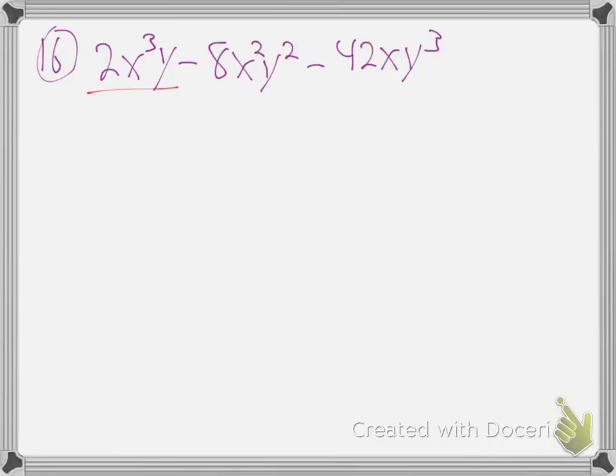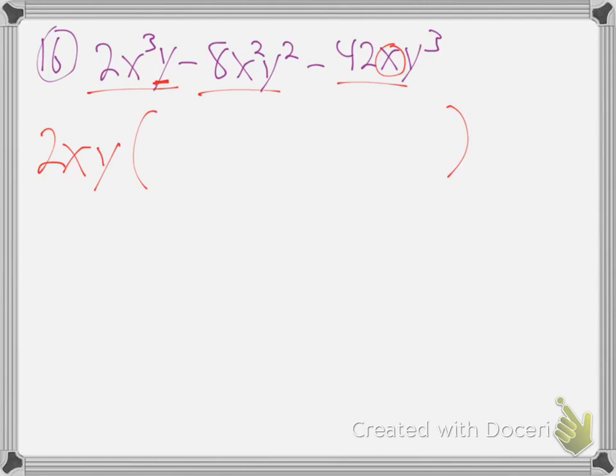So, first step, these three. What number goes into 2, 8, and 42? The two. 2 goes into all of them. And then we do the letters. Do they all have an x? Yes. They all have an x, so you take out the lowest one you see, which is just this regular x right there. And do they all have a y? Yes. Then you take out the lowest one you see. What's the lowest one you see? Just this regular y right there.